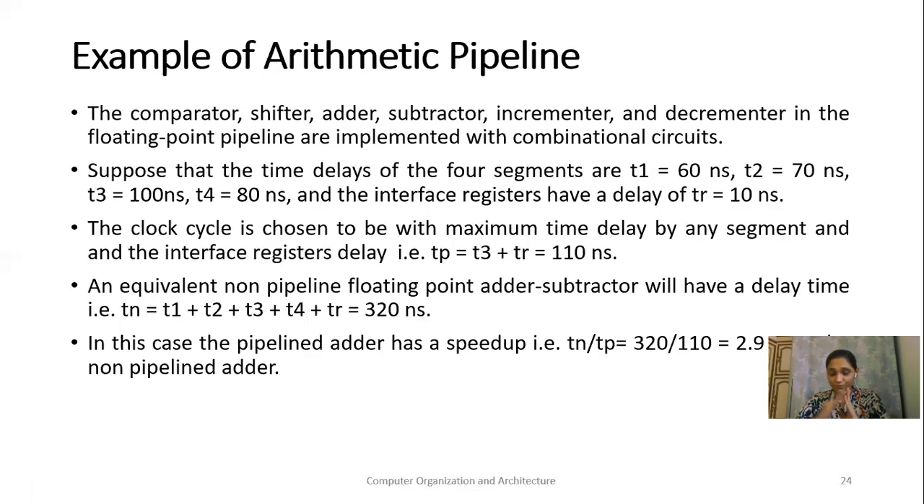But if your number of tasks is small, then that is the maximum number, so you can have your speedup less than your number of segments. So we are getting here a speedup of 2.9, that is nearly 3 times faster you can complete your arithmetic task if you use the pipelining concept rather than not using the pipelining concept. Okay, so this is basically arithmetic pipelining, and we are ending today's session here. In the next session we will see instruction pipelining.